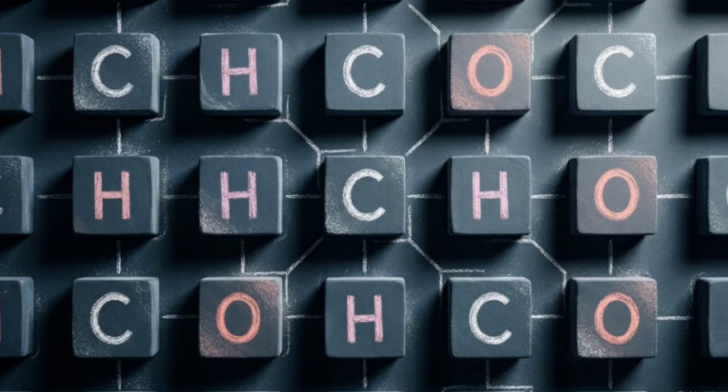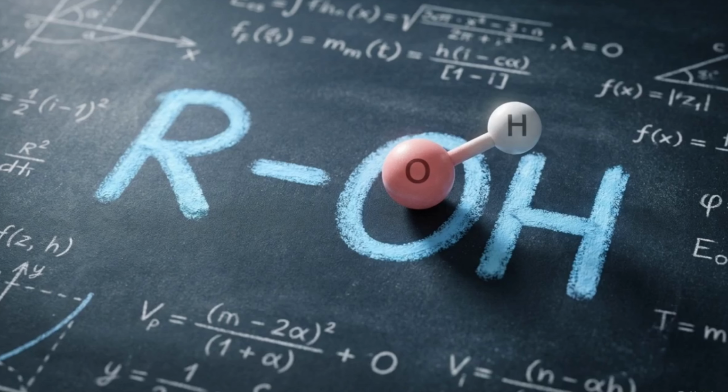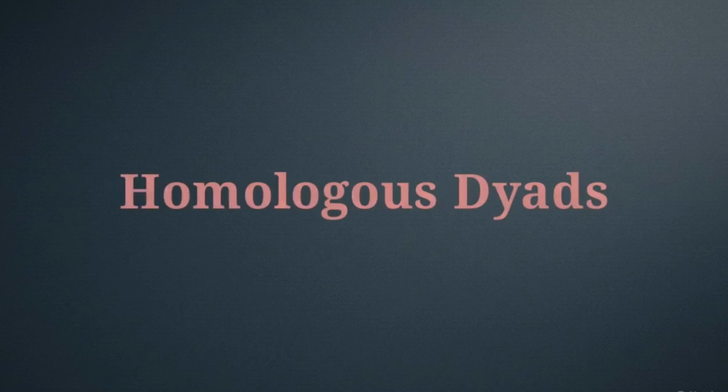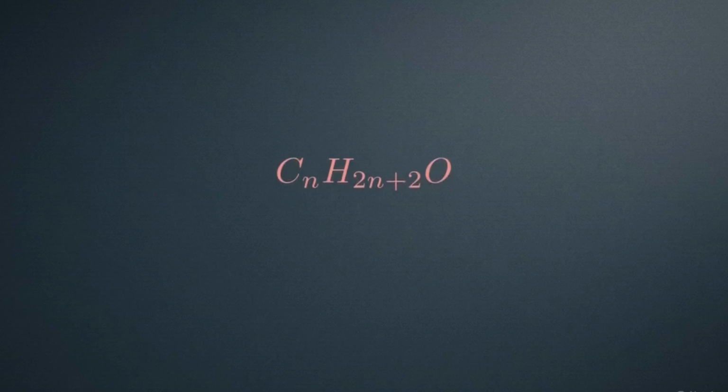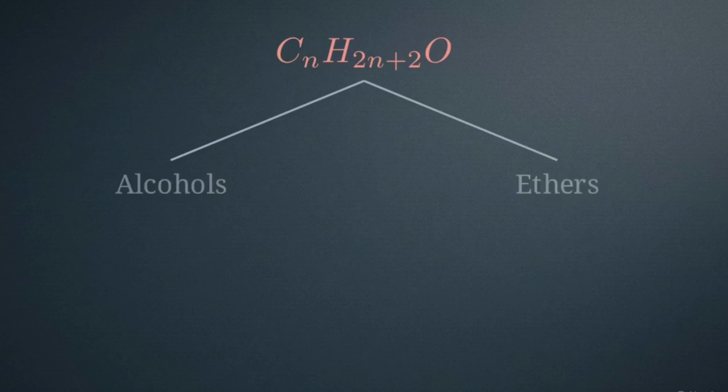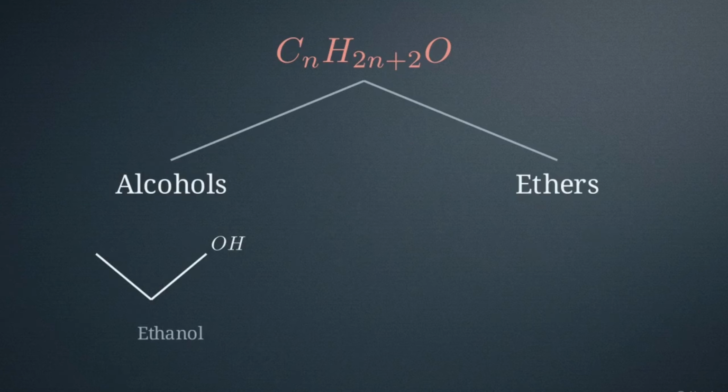Functional isomerism is a rearrangement of atoms that forces a molecule into an entirely different homologous series. Changing the functional group rewrites the molecule's reactive capabilities. We map these structural shifts using fixed rules called homologous dyads. Take the general formula CnH2n+2O. This mathematical ratio dictates that the molecule must take one of two paths, an alcohol or an ether.